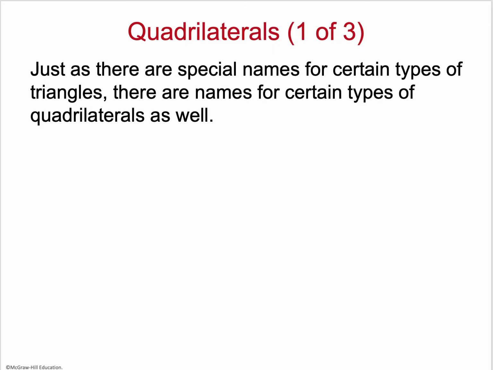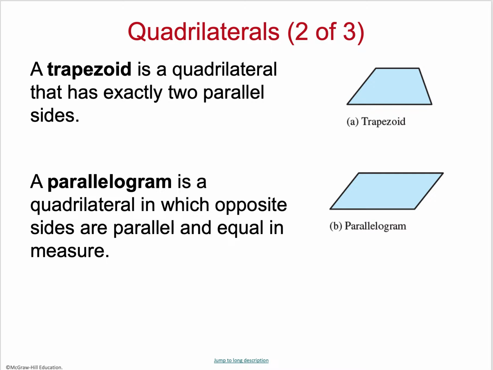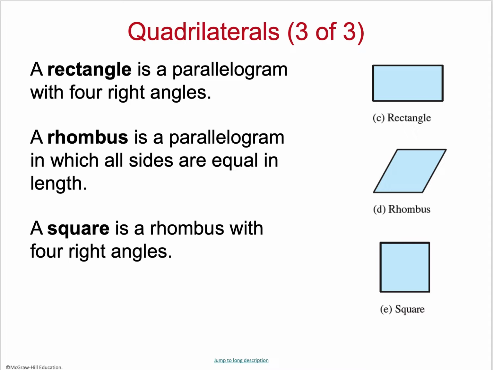Just as there are special names for triangles, we do have special names for different polygons. A trapezoid is a quadrilateral that has exactly 2 parallel sides. So if you notice, the top and the bottom are parallel lines. The sides, though, will eventually cross if we imagine them extending out forever. In a parallelogram, I have 2 pairs of parallel lines. A rectangle is a parallelogram that has 4 angles that are all right. A rhombus has, again, 2 pairs of parallel sides, but all sides are equal in length.